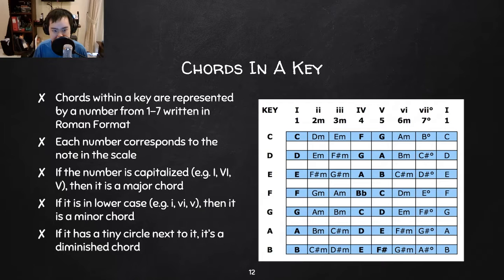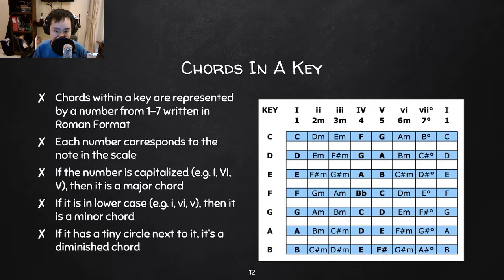Each chord within a key will be represented by a Roman numeral number. So we see 1, 2, 3, 4, 5, 6, 7 on there, right? Each number corresponds to the note in the scale. 1 is the first note, C. 2, the second note, D. 3, the third note, E. 4, F. 5, G. 6, A. 7 is B. And going back to 1, C. Like I said, our example is going to be C.